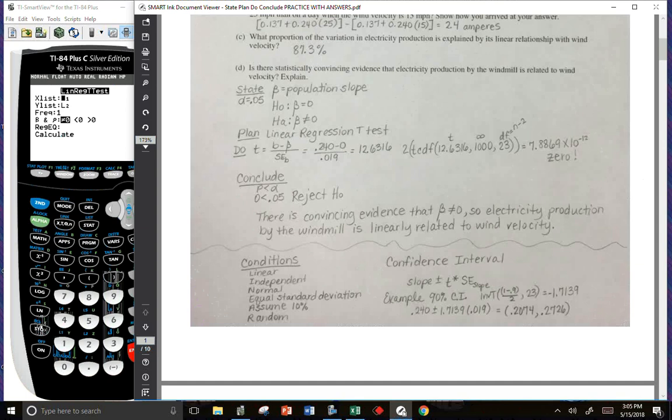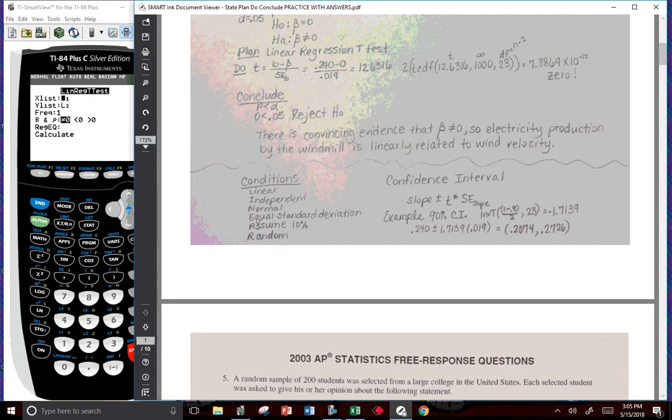And then our standard deviation is just going to be pulled from the computer output. It's the standard deviation of the slope. Okay, so I pulled the 0.24 from the computer printout, right? That was our slope. And the 0.019 as the standard deviation. Where did I get the 1.7139?